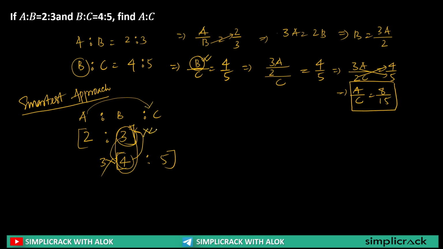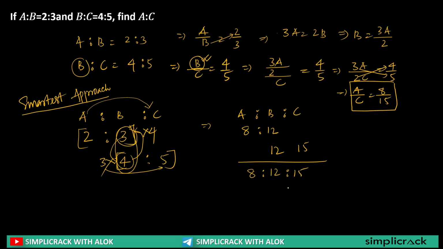Okay. So now whatever will be multiplied in the consequent, that same number will be multiplied in the antecedent, and whatever will be multiplied in the antecedent, the same number will be multiplied with the consequent. So this can be written as A is to B, B is to C, equal to 4 2s are 8, 4 3s are 12, here 3 4s are 12, and 3 5s are 15. And this whole thing can be written as 8 is to 12 is to 15. So this is what A is to B is to C. So now if anyone asks me what is A is to C, I will simply answer 8 by 15.